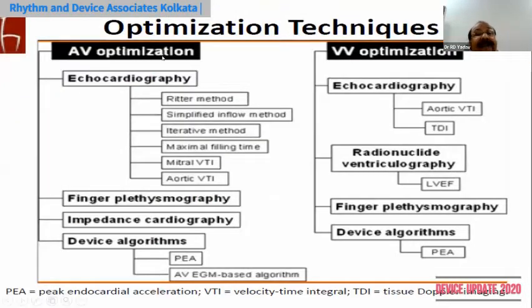For echo optimization of AV, there are several methods: Ritter method, simplified inflow method, iterative method, maximal filling time, and, which is more important, mitral valve VTI and aortic valve VTI. For VV optimization, usually we see aortic valve VTI and TVI. Other things are there, and nowadays most of them are algorithm based, like the Medtronic device has an adaptive algorithm, and the St. Jude device has what is called Sync AV CRT, where delta is used to change it.